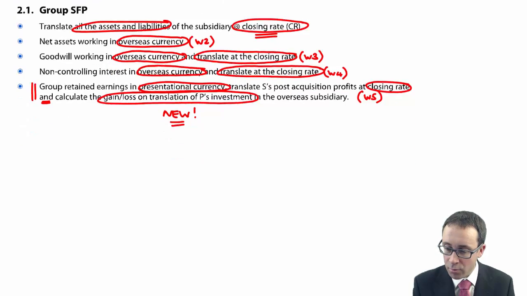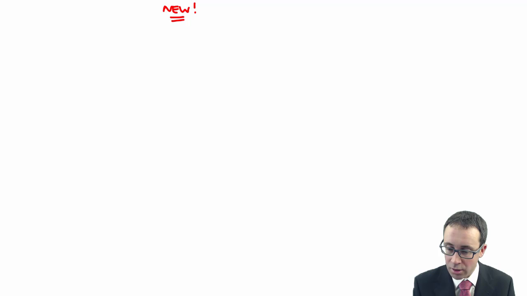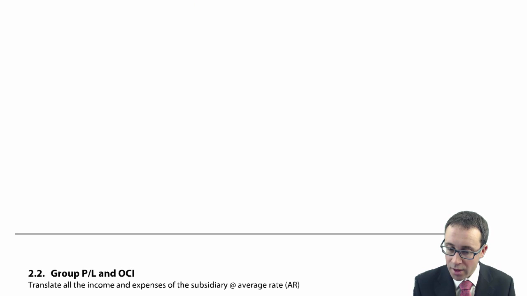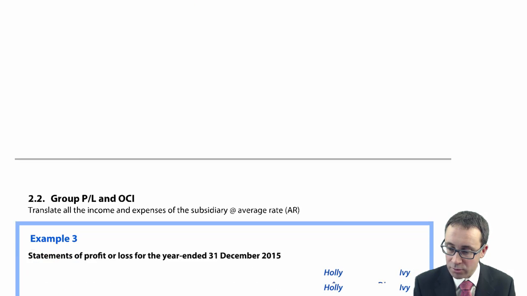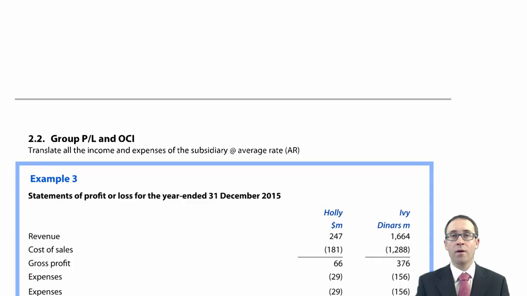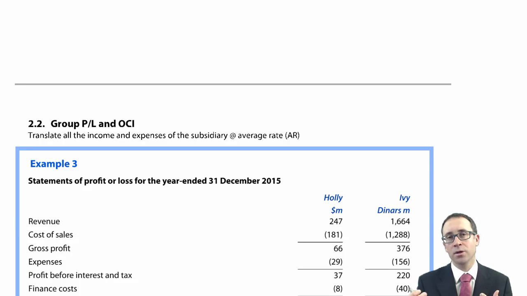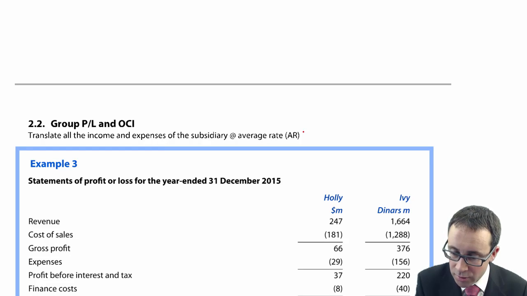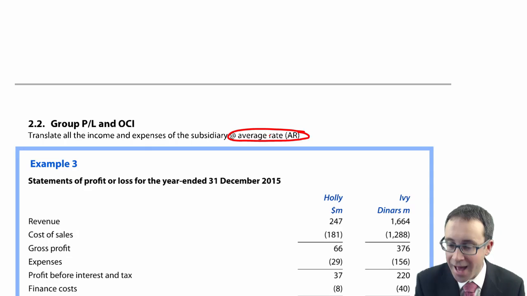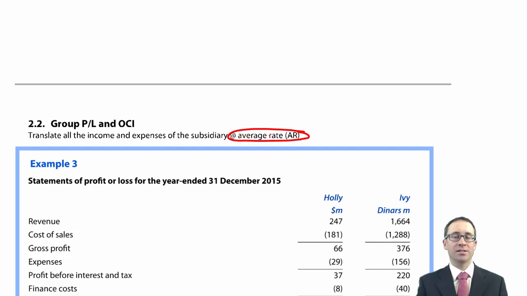I can hear you calling, what about the group statement of profit or loss? Well, when we go through there and think about the group statement of profit or loss and other comprehensive income, as it slowly scrolls up, it's not very exciting. What you have there is all your income, all your expenses, all your gains, all your losses of that subsidiary are all translated at the average rate.